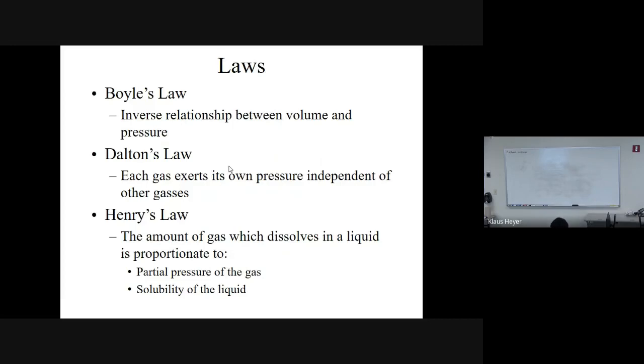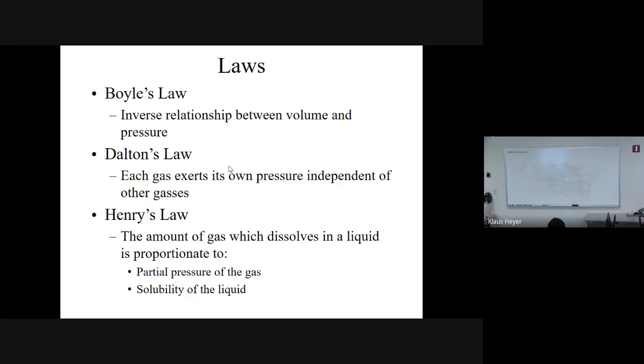It's like if you take a water bottle with a cap on it and you squeeze it, what happens to the pressure inside? Right, it goes up. So there's an inverse relationship between volume and pressure. As volume goes down, pressure goes up, and vice versa. That's Boyle's law. It applies here as well, because the lungs get bigger and the lungs get smaller. So what does that mean for the pressure in the lungs? Same thing as blood vessels. When the lungs get smaller, pressure goes up. When the lungs get larger, pressure goes down. So that's the first law, Boyle's law.